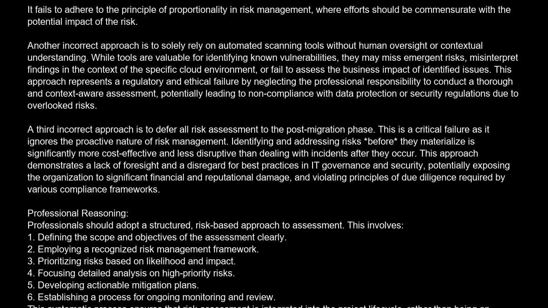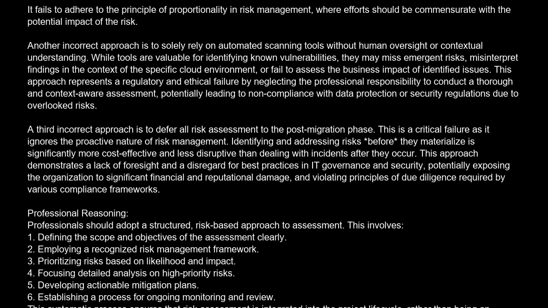A third incorrect approach is to defer all risk assessment to the post-migration phase. This is a critical failure, as it ignores the proactive nature of risk management. Identifying and addressing risks before they materialize is significantly more cost-effective and less disruptive than dealing with incidents after they occur. This approach demonstrates a lack of foresight and a disregard for best practices in IT governance and security, potentially exposing the organization to significant financial and reputational damage, and violating principles of due diligence required by various compliance frameworks.